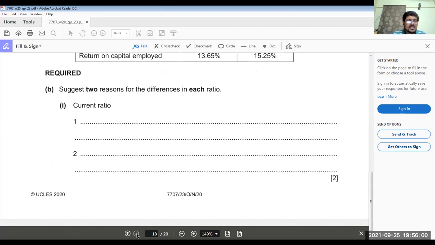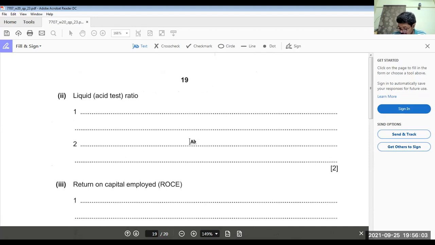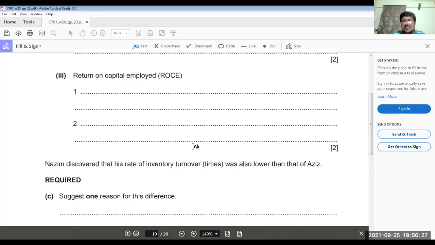Now, acid test ratio is based on liquid assets. Aziz's acid test ratio is good. It means he has a smaller amount of inventory, and he has a higher current ratio. Return on capital employed: it might be possible that Nazim's profit is reduced because he does not have control on expenses. Or sales. Aziz is making too much sales, and Nazim is not.